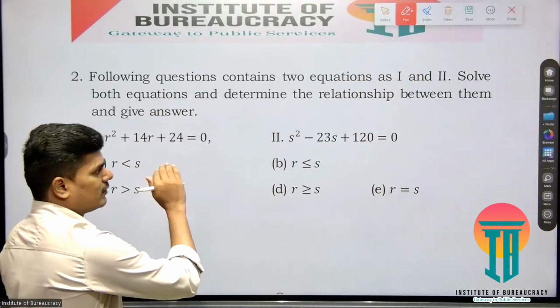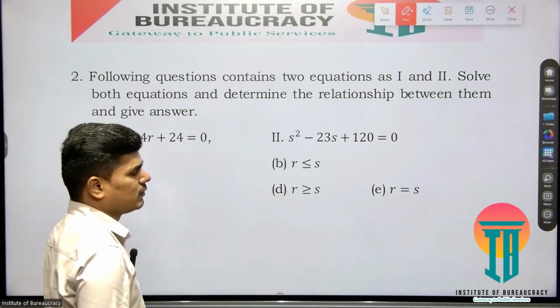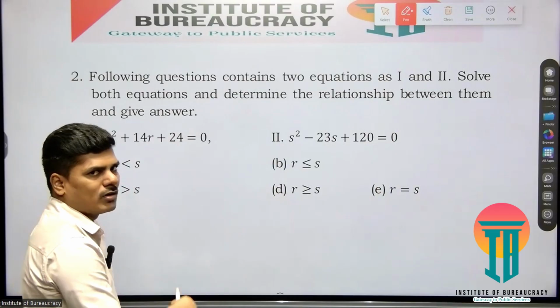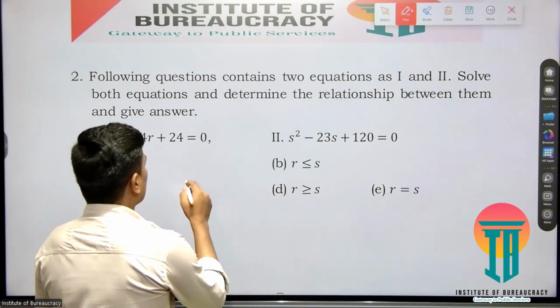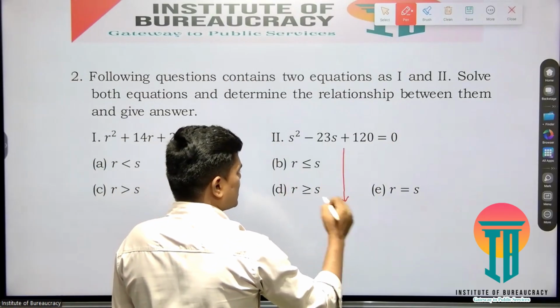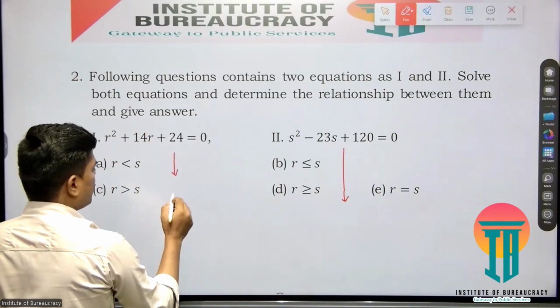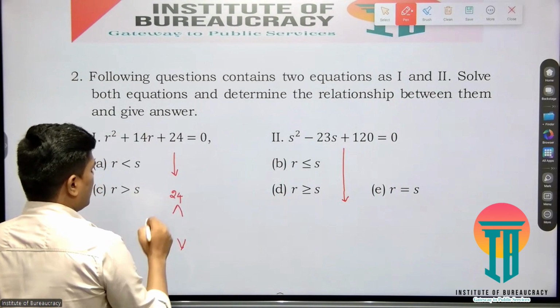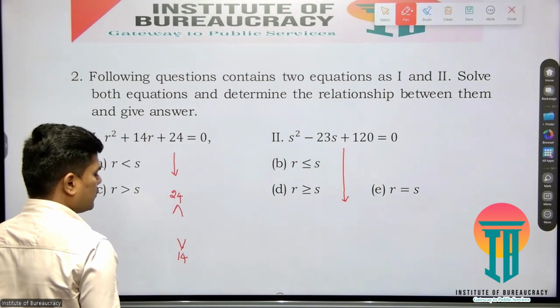Again, they are given two quadratic equations. Now the options are based on the roots of the quadratic equation. Try to find the roots of the quadratic equation. One is based on R, the other one is based on S. So here, two numbers, if you multiply, you should get 24. And if you add them, you should get 14.